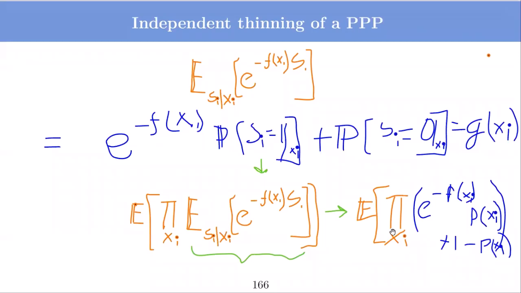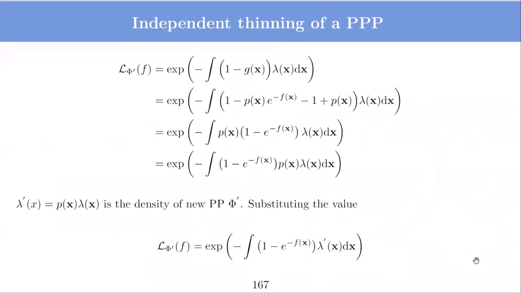Because the xi form a PPP, I know that the expectation of the product over g(xi) is exponential of minus the integral of lambda(x) times 1 minus g(x) dx. That is how I got this expression. Now I just put the value of g(x) here, which is p(x) e to the minus f(x) minus 1 plus p(x), and lambda(x) dx. Now I can solve this: the 1 cancels, I can take p(x) common, so it becomes p(x) times 1 minus e to the minus f(x) lambda(x) dx.